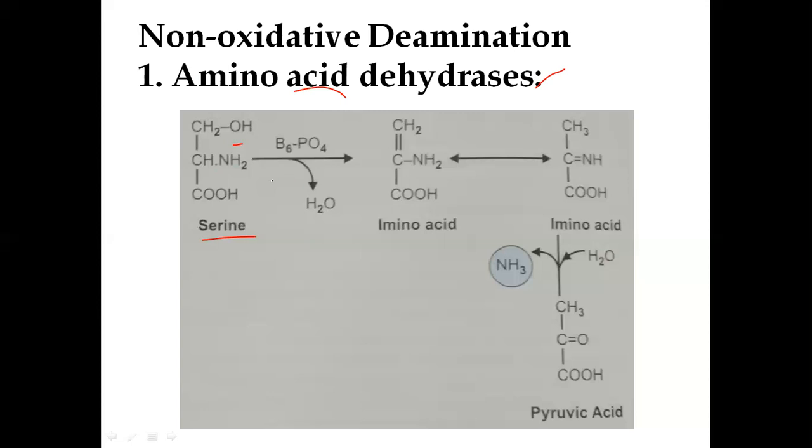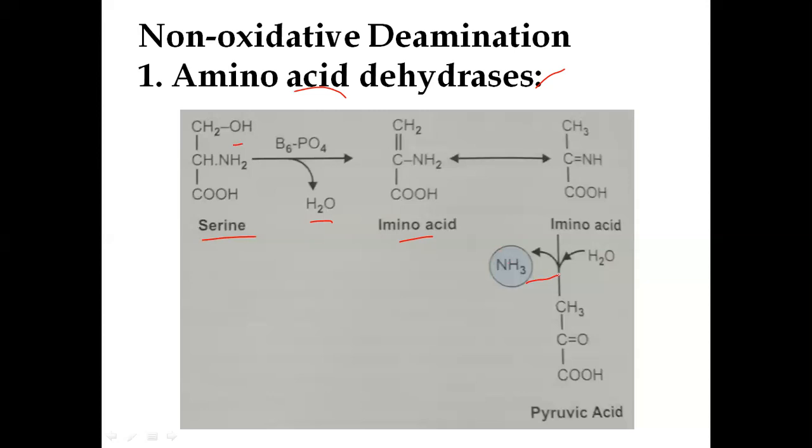Serine, in the presence of the coenzyme pyridoxal phosphate, will lose a molecule of water. There is a dehydration process. Water is removed, and after losing the water, it will form the respective amino acid. Now this amino acid will remove the NH2 in the form of NH3 by combining with a molecule of water.